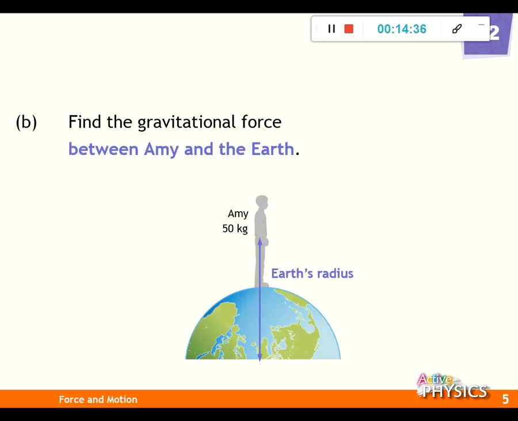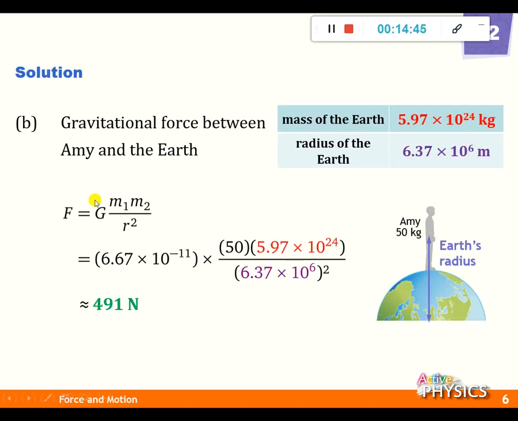Part B. Find the gravitational force between Amy and the Earth. Amy and the Earth. Then what should you do? This one. You should put the mass of Amy and also the mass of the Earth, and also find out the separation between them. This separation should be the radius of the Earth. Substitute it, it should be 491. Actually, this 491, what is it? Should be mg. Okay.